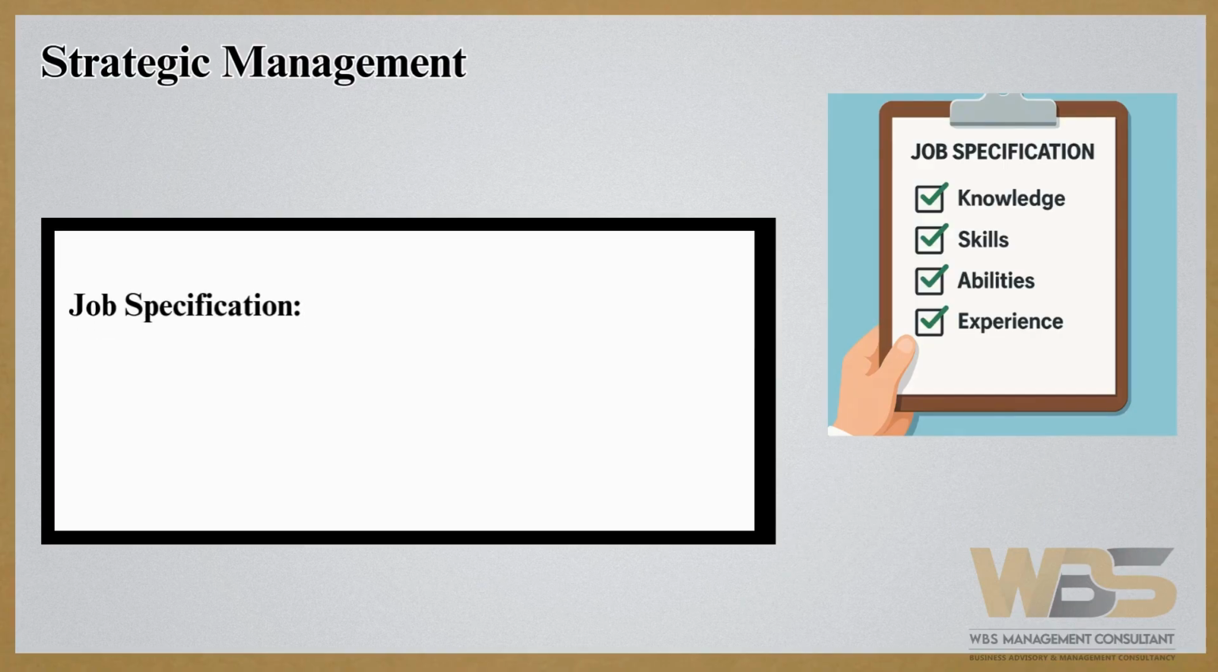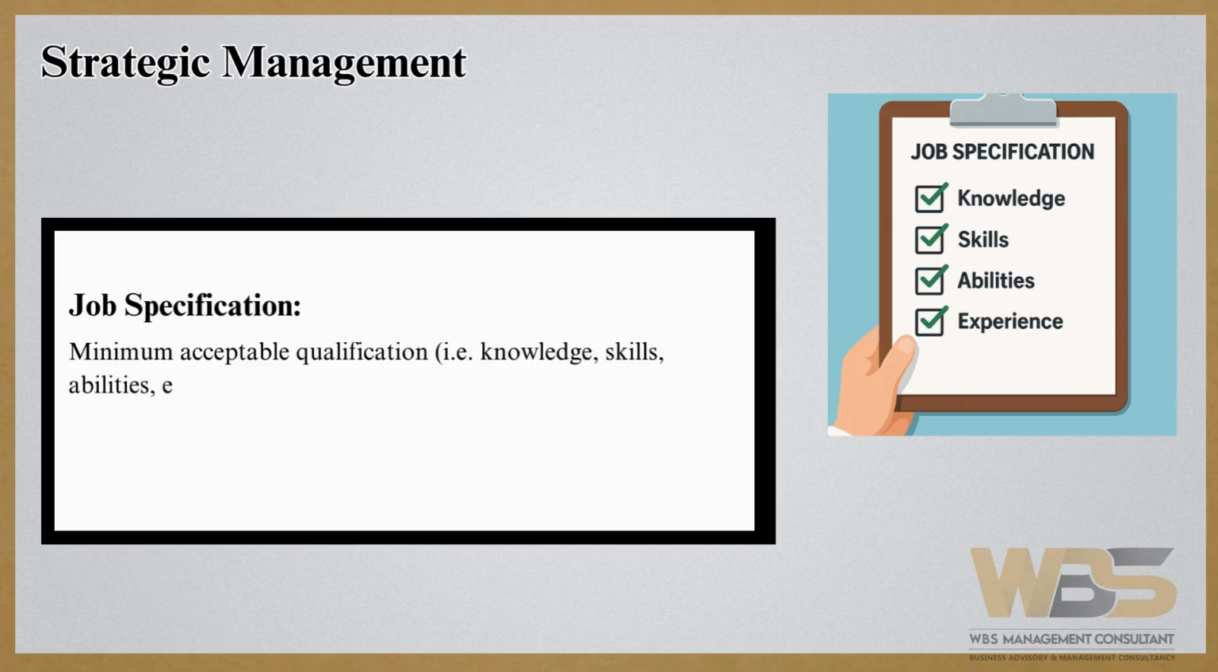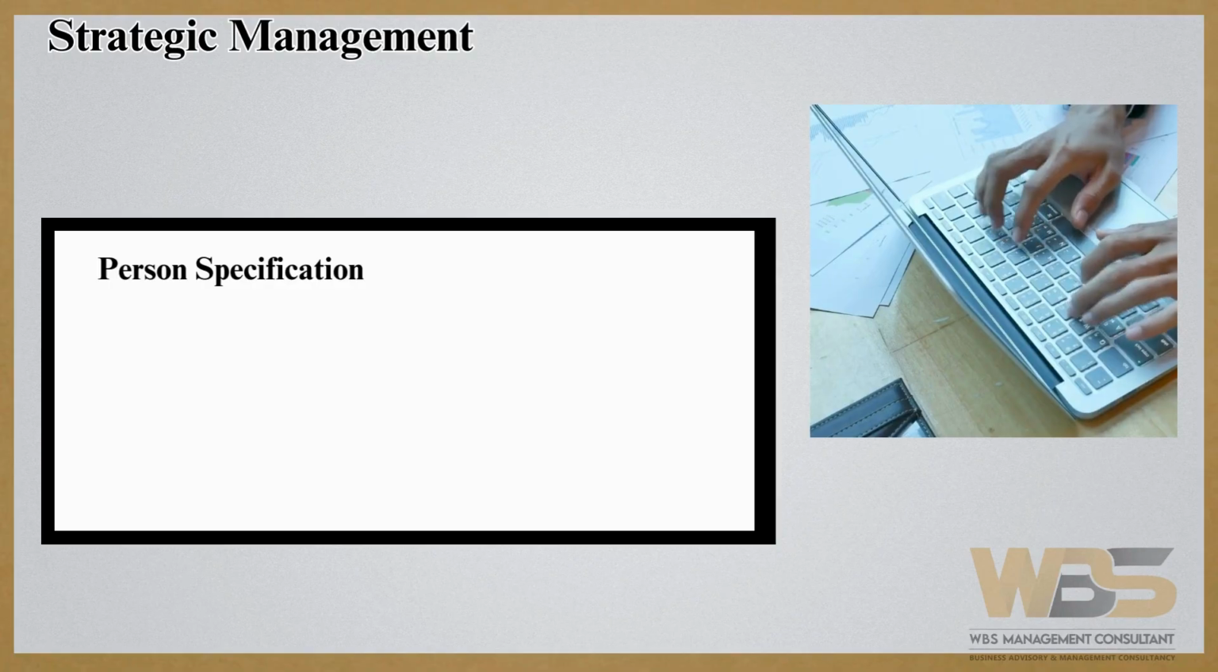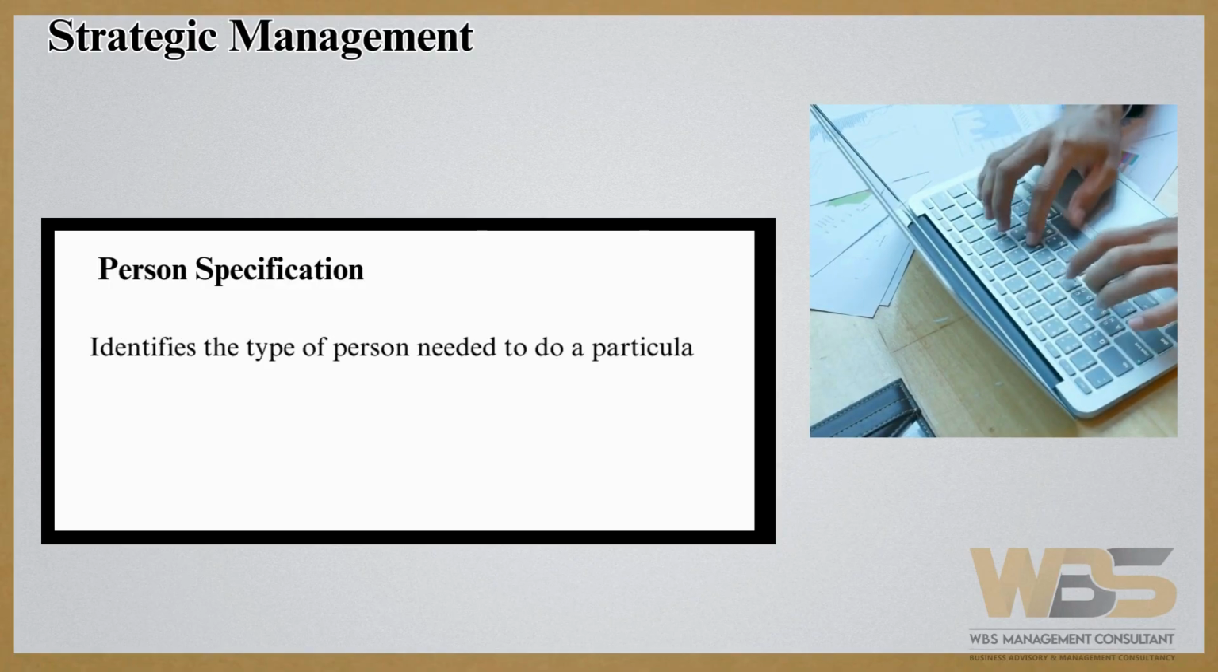Job specification: the minimum acceptable qualification, i.e. knowledge, skills, abilities, experience and other characteristics needed to do a particular job. Person specification: identifies the type of person needed to do a particular job.